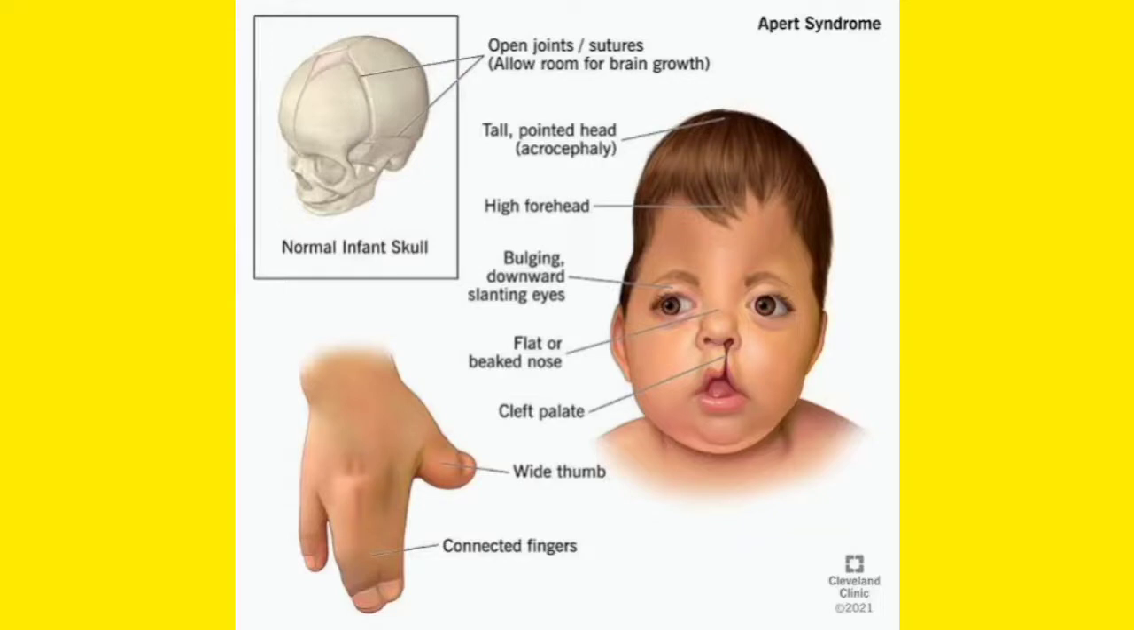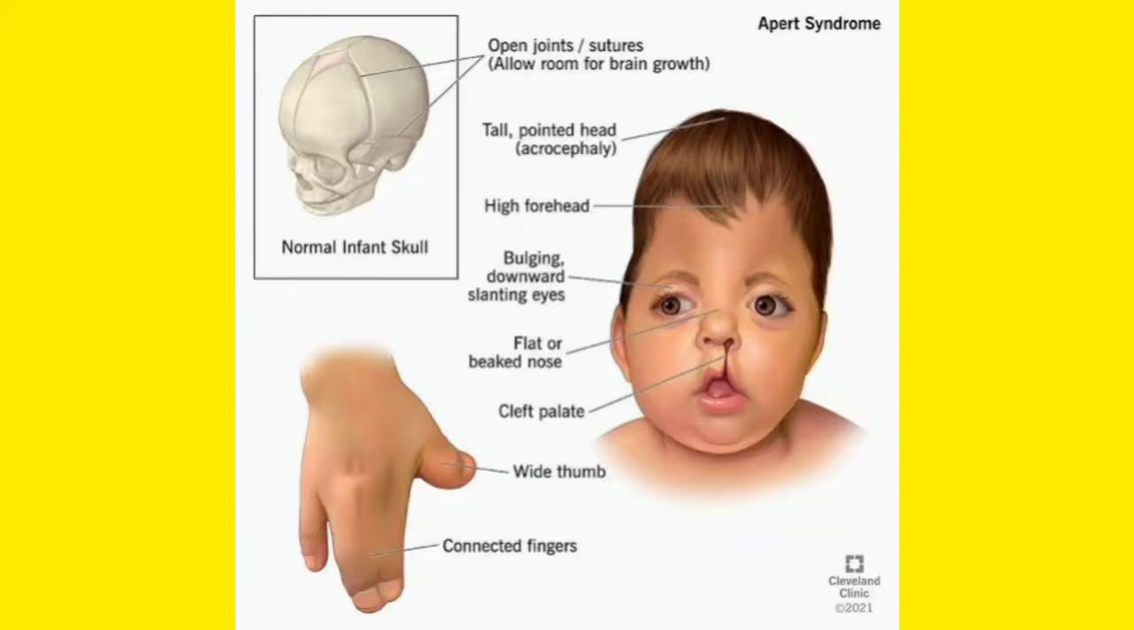In the case of an infant skull, if you observe the sutures of the skull, the sutures are open. So the joints between the skull bones are open so that the brain can grow. That is known as acrocephaly. I told you, tall, pointed head.